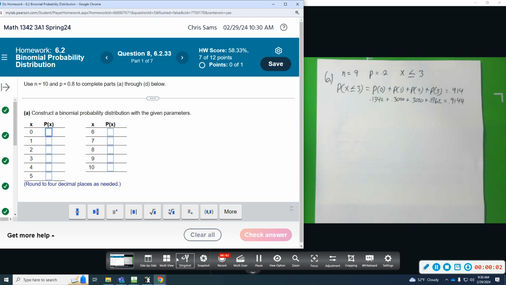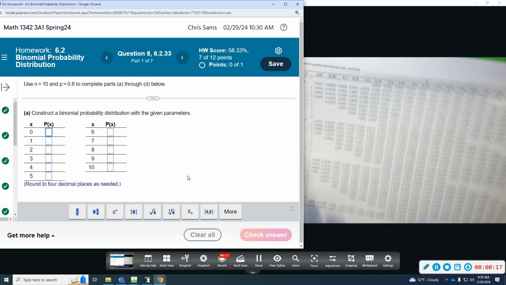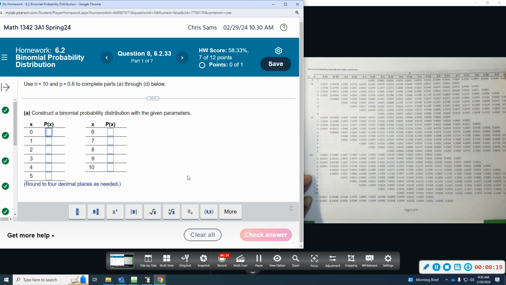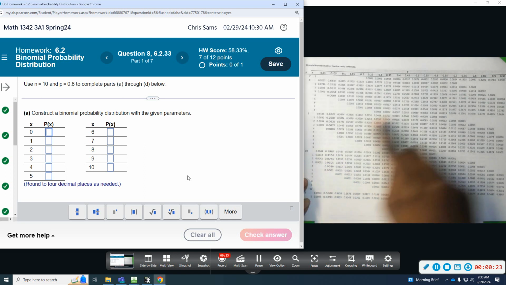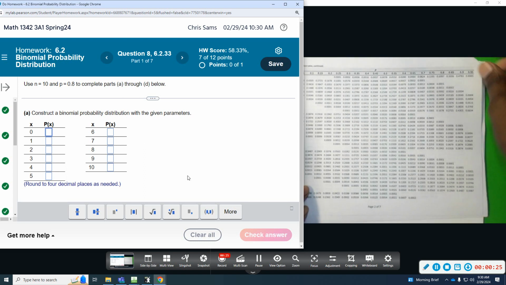All right, question number 8. We have 7 parts. It says use n equals 10, probability of success 0.8. We're going to complete parts A through D. So we can do this with the StatCrunch app or the table. I'll show you how to use the table. I'm already on the page that shows 10 number of trials and 80 as the chance of success.